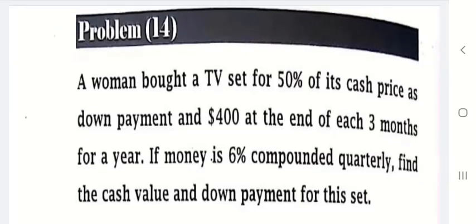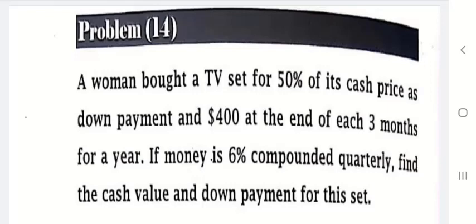In this example, the cash price equals X, and the down payment equals 50% of the cash price. So the present value will also be equal to 50% of the cash price.